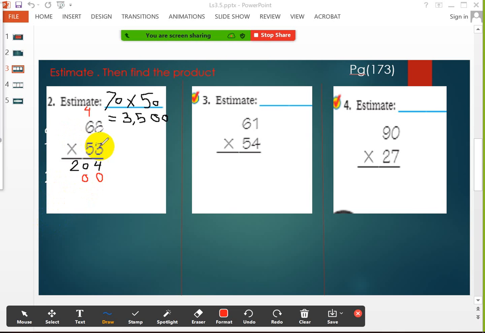So 5 multiply 6 equals what? 30, not 35. 5 multiply 6 equals 30, plus 4 equals, very good, 34. So I have to write 34 because there are no numbers after the tens. Can I tell you something?